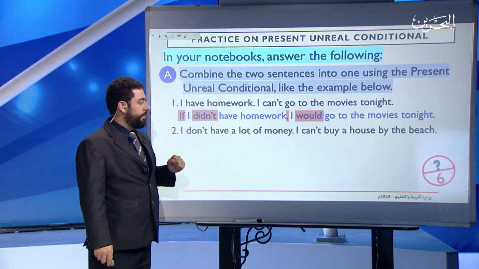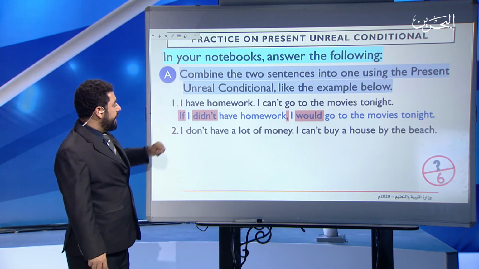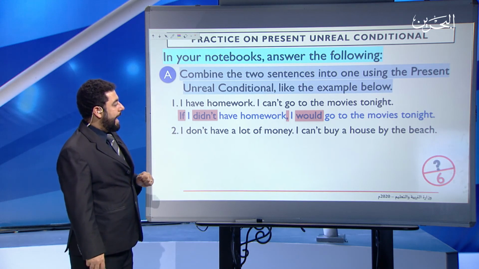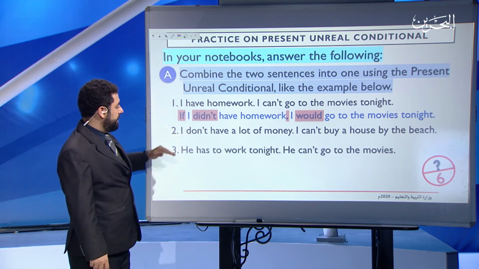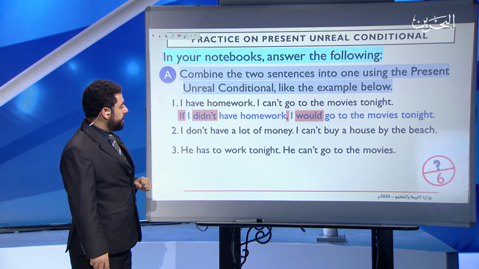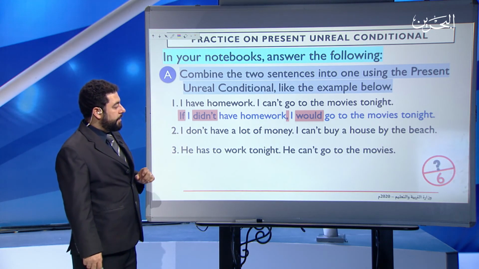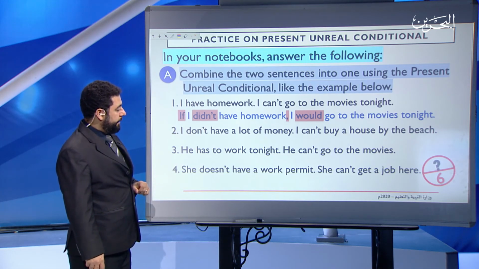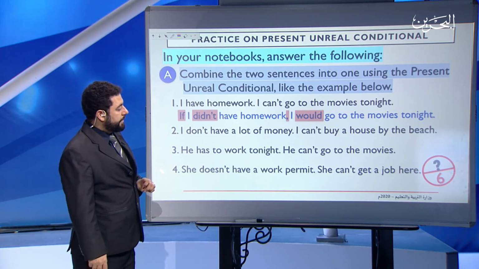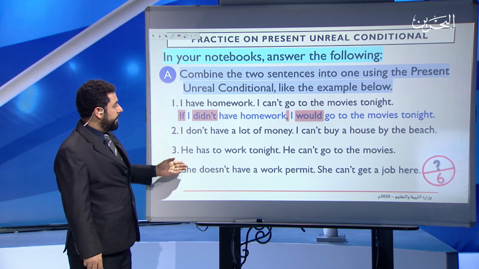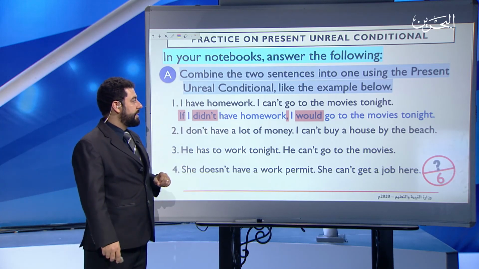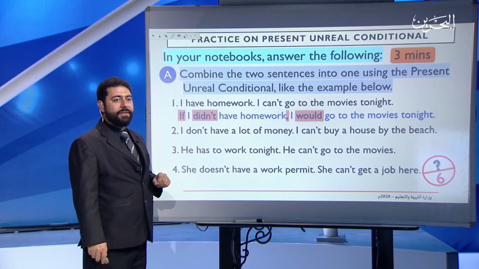Okay, now we have a different one. The question, I don't have a lot of money, full stop. I can't buy a house by the beach. You have to do this. Plus, he has to work tonight, full stop. He can't go to the movies. 4, she doesn't have a work permit. She can't get a job here. You have to do them by combining these 2 sentences together using the present and real conditional. And you have 3 minutes.